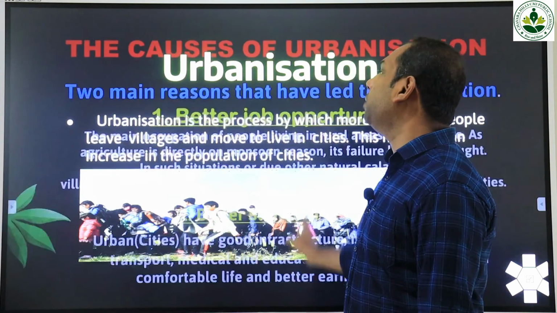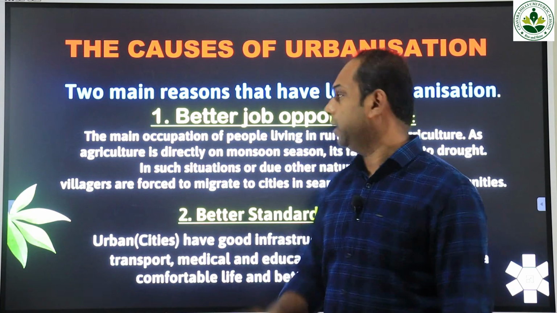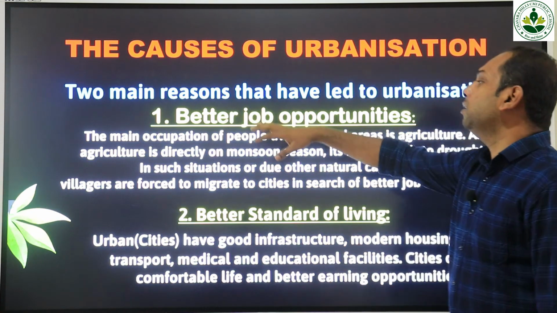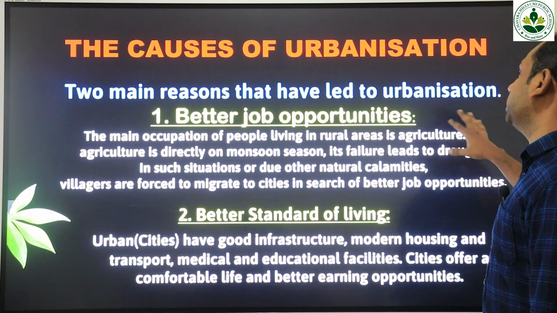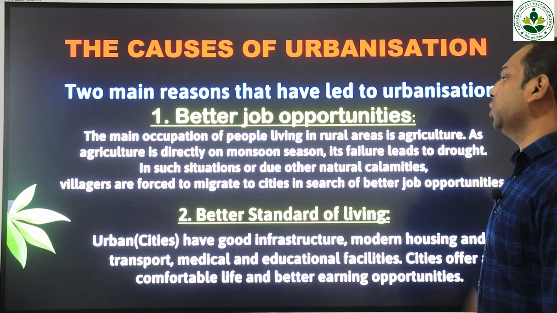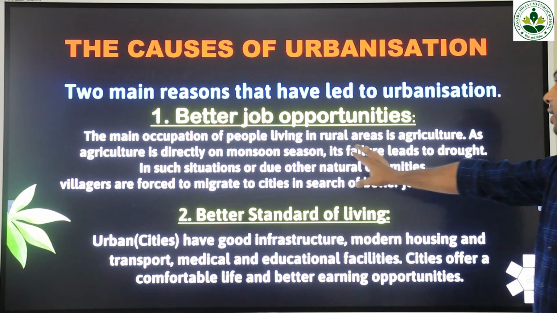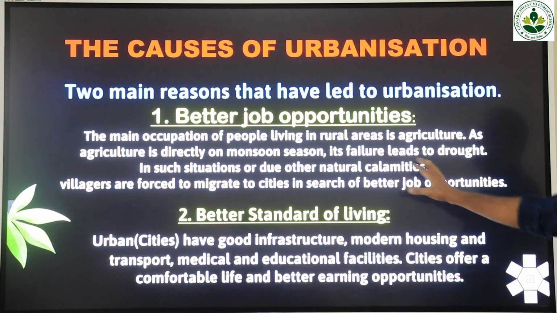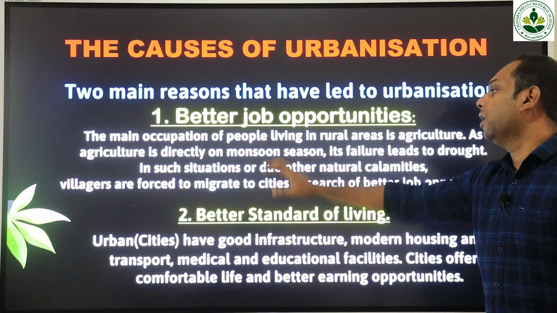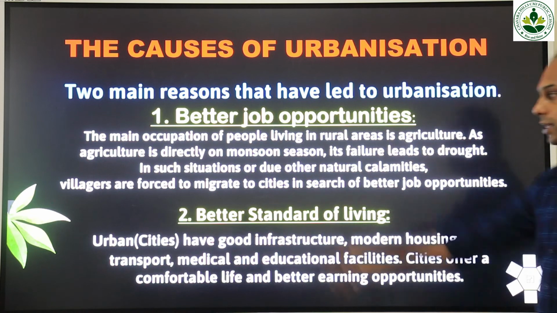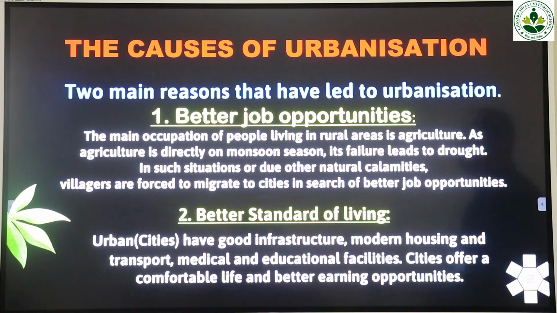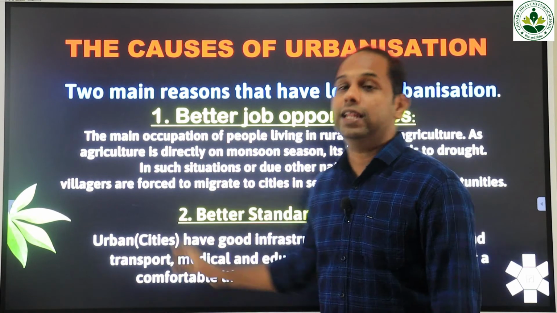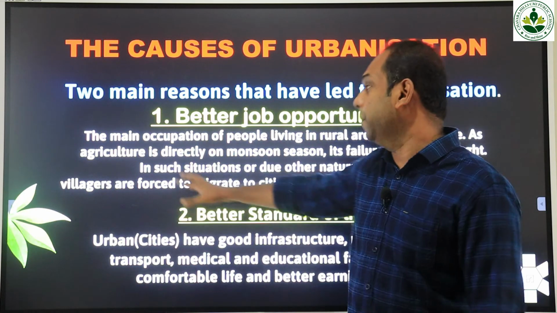Now we will be studying what are the major reasons for urbanization. Mainly there are two major reasons for urbanization. First one, better job opportunities. The main occupation of the people living in the rural areas is agriculture. As agriculture is dependent on the monsoon season, its failure leads to drought. In such situations, or due to other natural calamities, villagers are forced to migrate to cities in search of better job opportunities.